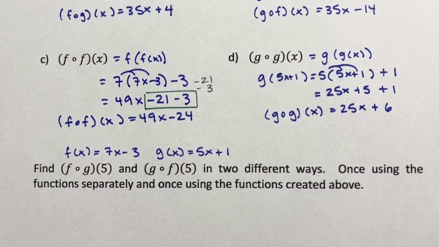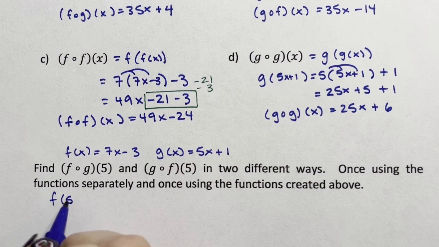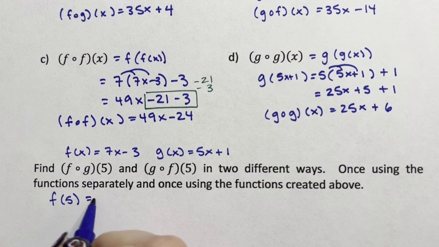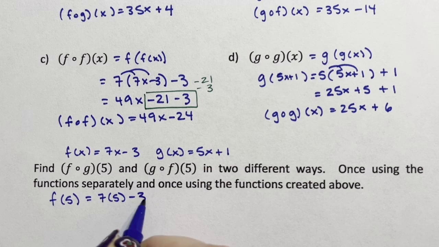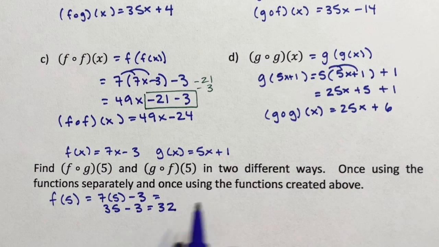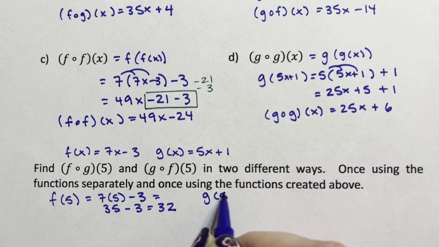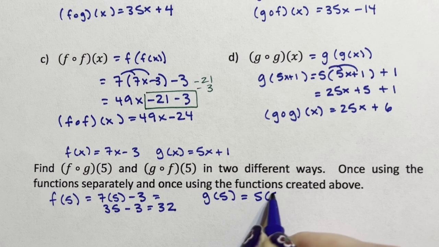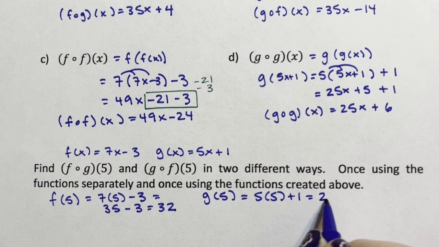All right, so what does in two different ways mean? Well, the first way is the way that a lot of students like to do it because they don't always trust their math. So I'm going to find f of 5. f of 5 is 7 times 5 minus 3, which is 35 minus 3, which is 32. And then I'm going to find g of 5. g of 5 is 5 times 5 plus 1, which is 26. 25 plus 1 is 26.